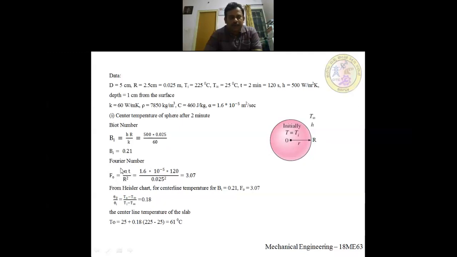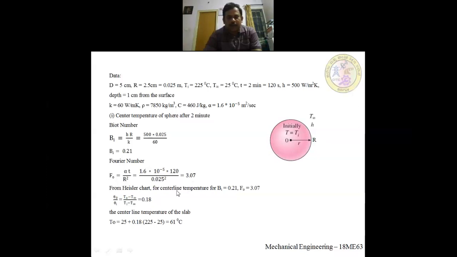Fourier number, okay, it is greater than 0.1, so you have to use the chart. Fourier number is alpha t by R square. Alpha is given here as 1.6 into 10 to the power of minus 5. Time is 2 minutes, in terms of seconds it is 120 seconds. And outer radius square is 0.025 square. You are going to get 3.07.